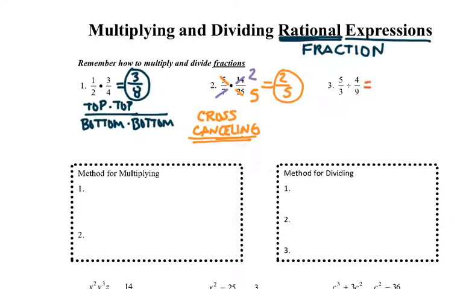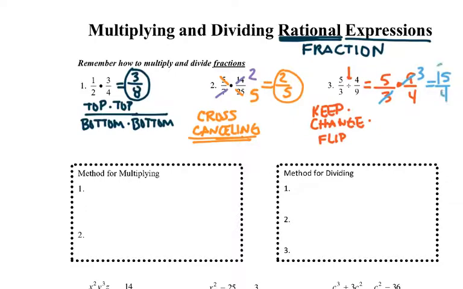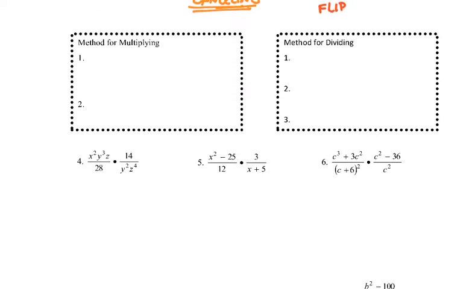What happens when we divide fractions? We use something that I like to call keep, change, flip. What does that mean? Keep the 5/3, change the division to multiplication, flip the 4/9 to 9/4. Then, of course, you can cross cancel, and you get 15 over 4. So all that fraction work is very middle school. You've done that a million times. It's just a quick refresher before we move on to the harder rational expressions.